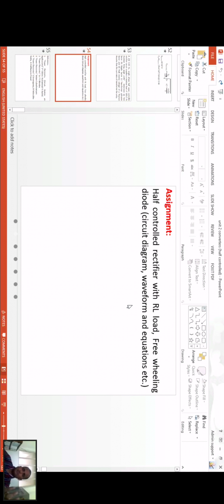Actually, I have removed the soft copy of the textbook, by PS Bimbhra and Rashid, because of some copyright issues; we are not allowed to upload it. But if you require these two textbooks, I've already forwarded them to a few of your friends. If you want, you just write me a mail and I'll forward them to you. Please go through the half controlled rectifier with RL load, freewheeling diode circuit diagram, and waveform equations.